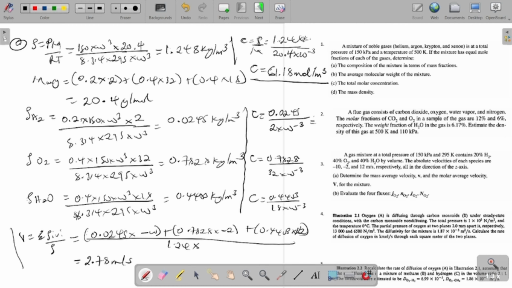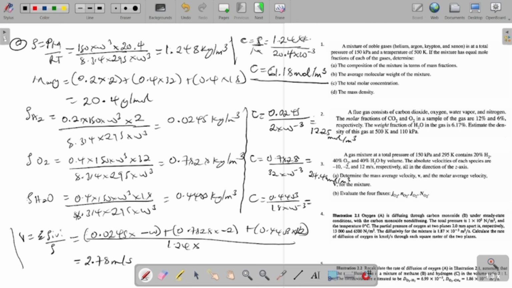So we have 0.0245 divided by 2 times 10 to the power -3, right? So this gives me a molar concentration of 12.25 mole per meter cube. Then for the next one, which is the oxygen, I have 32. So this one I have 0.7828, right? So that one too gives me 24.46 mole per meter cube.